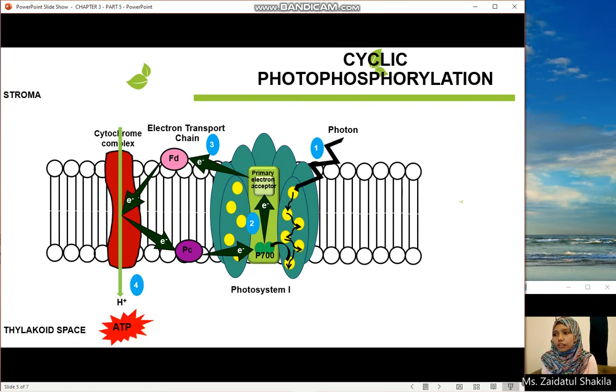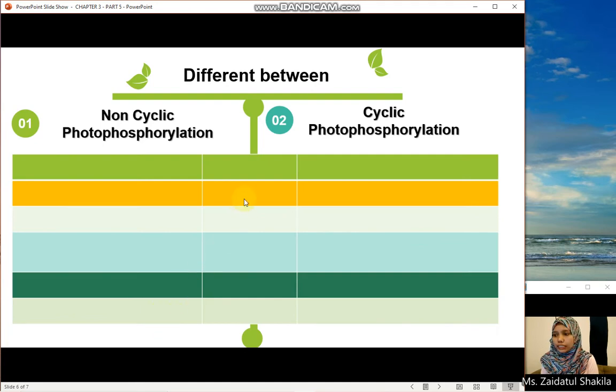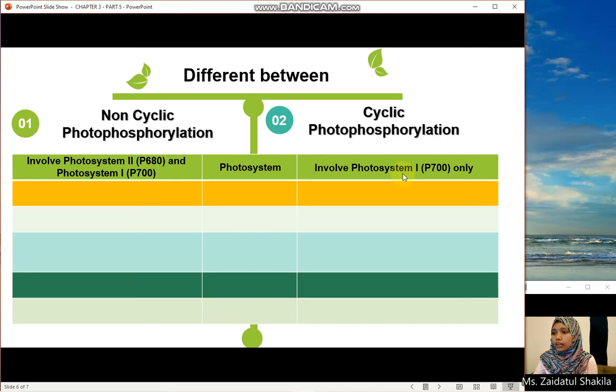There are huge differences between cyclic photophosphorylation and non-cyclic photophosphorylation. What are they? Number 1, the photosystems involved: in non-cyclic photophosphorylation both photosystem 2 and photosystem 1 are involved, while only photosystem 1 is involved in cyclic photophosphorylation. Number 2, photolysis happens in non-cyclic photophosphorylation, and no photolysis occurs in cyclic photophosphorylation.